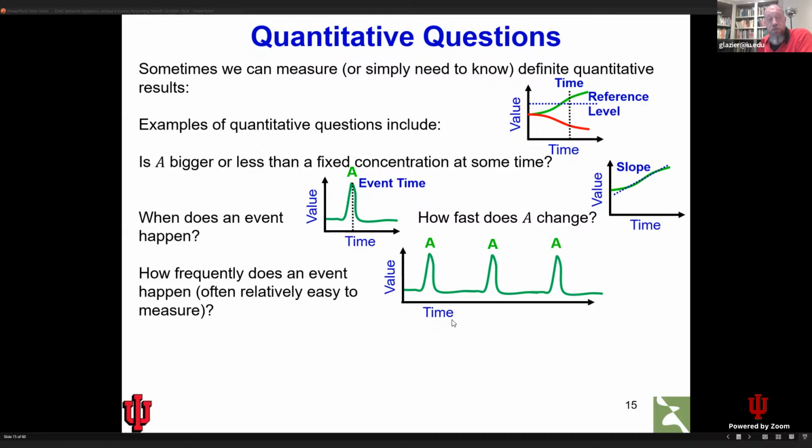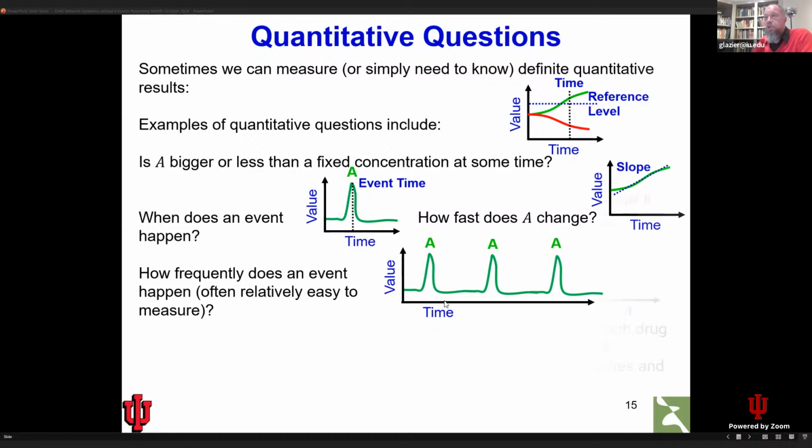Not only does it happen earlier or later than something else, or faster and slower than something else. How frequently does an event happen? That's one of the few things quantitatively that's pretty easy to measure. If you want to know how frequently does a cell divide, that can be quantified. The levels of things are hard, but the time at which something happens is easier to measure. You can't get it exactly, but you can get it pretty well.